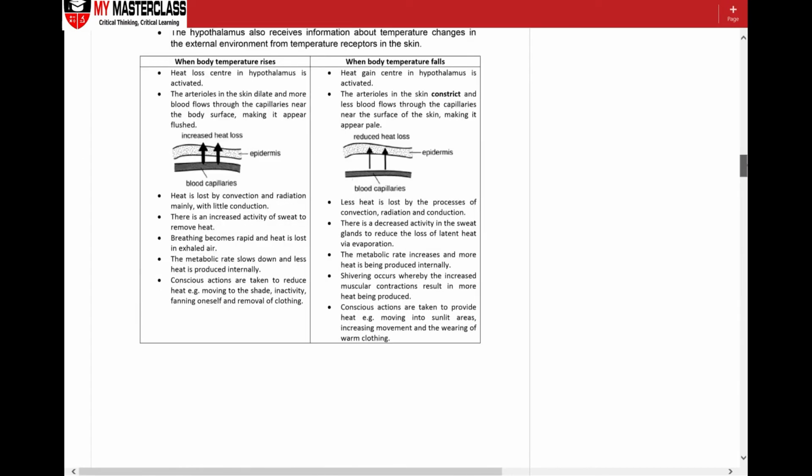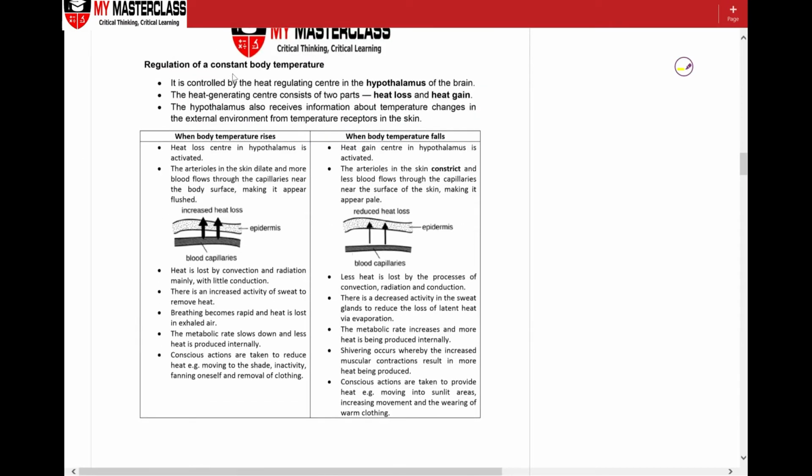Okay, so how is it that your body temperature is being regulated, and to ensure that it is constant, is by a component in the brain which is called your hypothalamus. Okay, so when you have got increase in body temperature, let's say for example you went for a run on a very hot day and your body temperature increases, so what happens is that the hypothalamus of the brain detects that and it will activate the heat loss center.